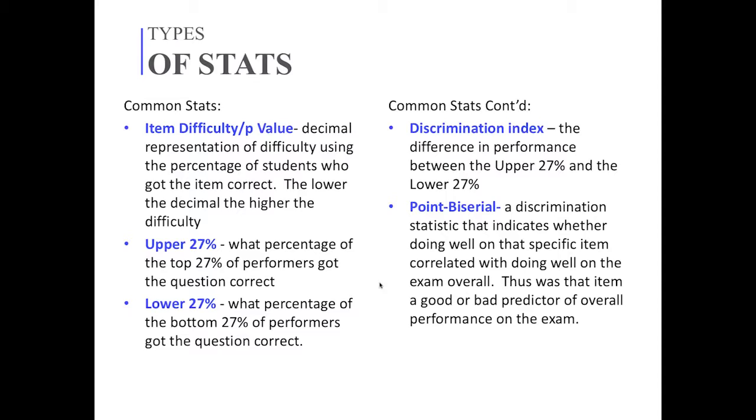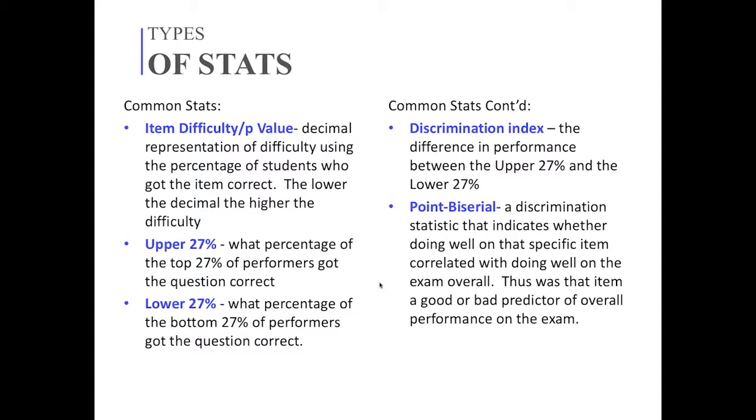And it does that by taking the percent of your upper 27% that got it correct minus the percent of your bottom 27% that got it correct. And it gives you a decimal representation, anywhere from 0 to 1 in the case that 100% of the top and 0% of the bottom actually got it correct. And so that's also represented in decimal form on pretty much any item analysis report you'll ever see.